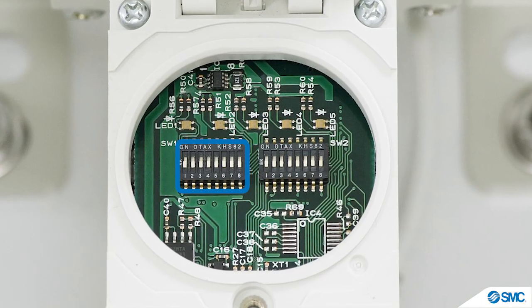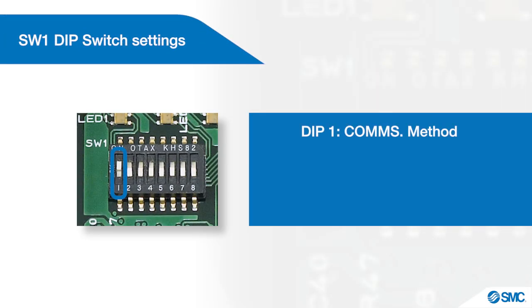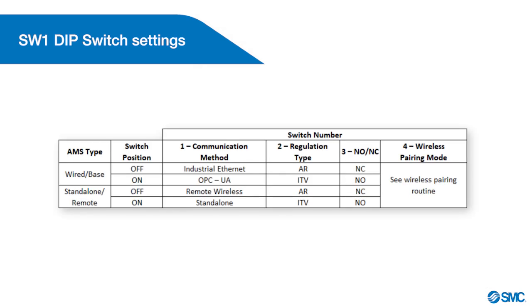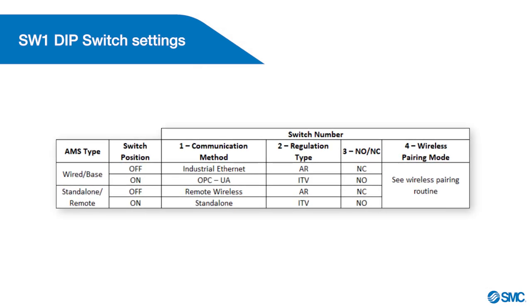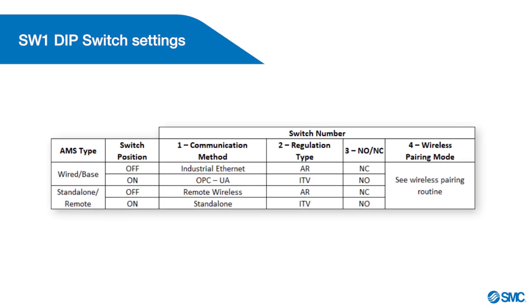Only the first 4 switches in the first bank of DIP switches are used here. Switch 1 is for communication method. Switch 2 is for regulation type. Switch 3 is for the normally open or normally closed option, and switch 4 is for wireless pairing mode. This table in the operation manual shows the breakdown of the selectable functions via the DIP switches.